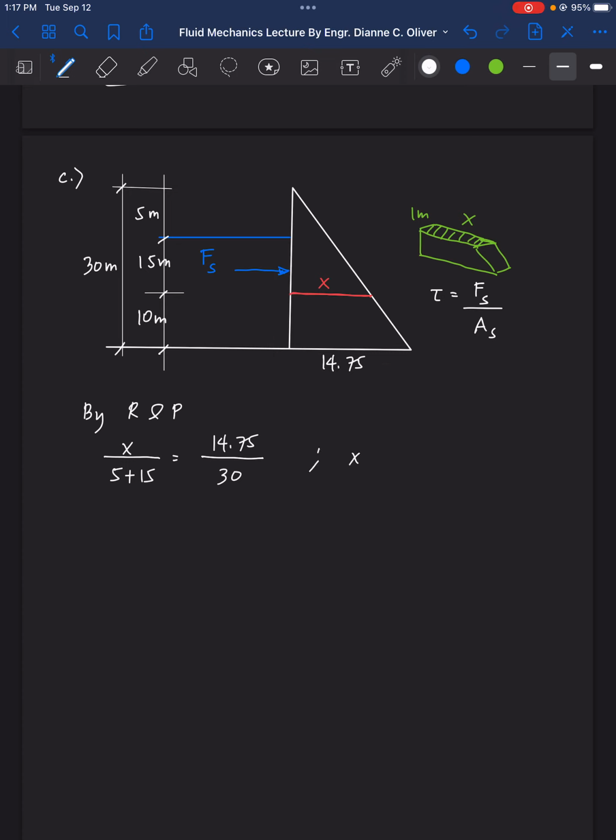Therefore, our value of x here is 9.83 meters. Therefore, the shearing area is equal to 9.83 times 1, and that is 9.83 square meters. And the force, shearing force, is gamma of water, h_c, A.